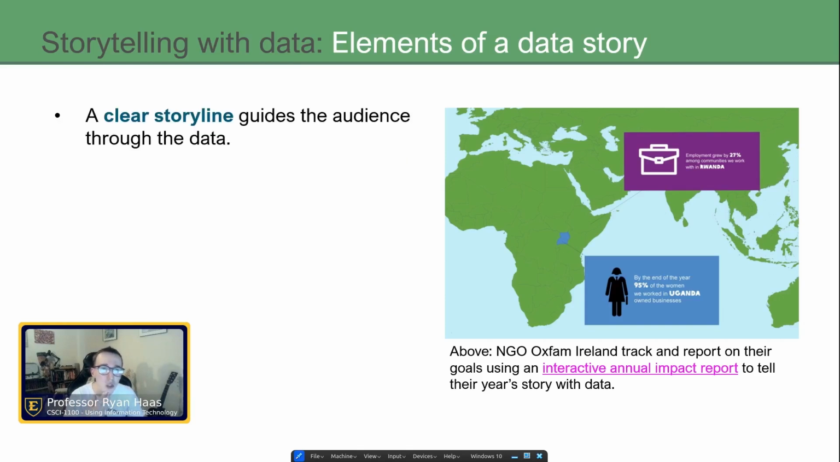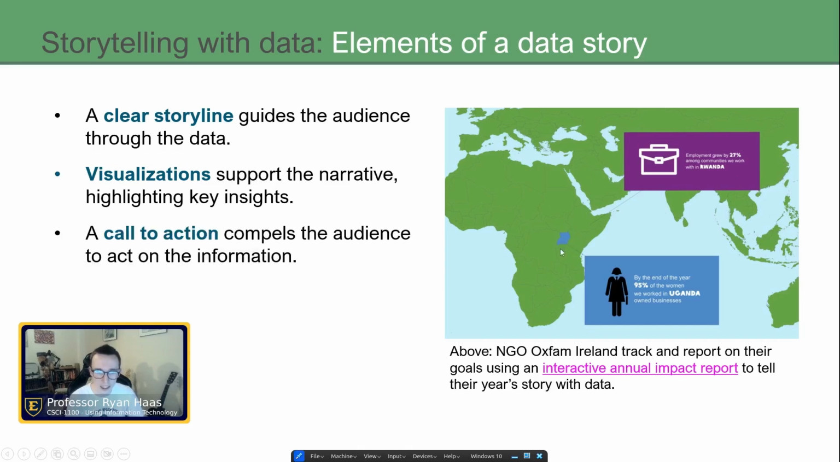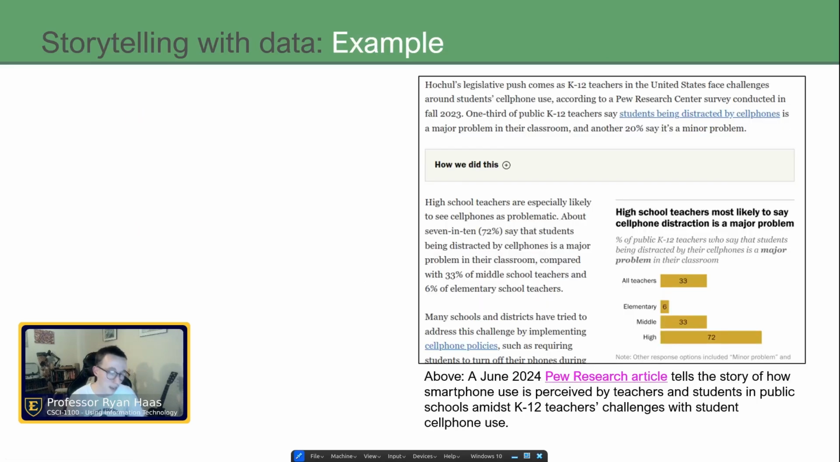So elements of a data story: a clear storyline that's guiding your audience. We have all these charts. We need to have a storyline that's guiding through the story, guiding through what we're looking at. Visualizations need to support our narrative and highlight key insights. I'm going to share this PowerPoint later, and I encourage you to click this link and actually scroll through this website. It's an interactive story giving you statistics while showing you infographics on the region pertaining to the statistics. And once we walk through that story, we have a call to action at the end.